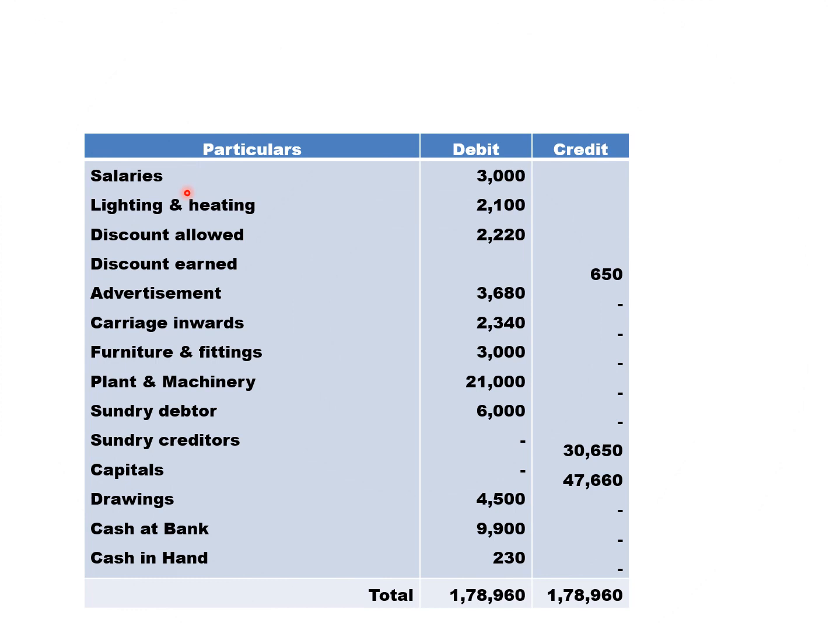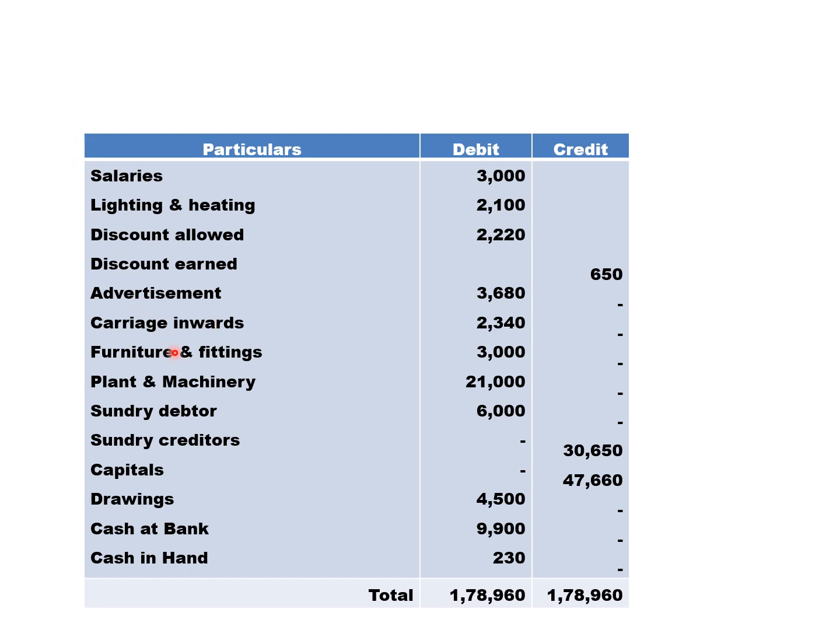Salary to be distributed in 2:1 as mentioned in adjustment number 2. Lighting and heating to be distributed in 2:1 as mentioned in adjustment number 2. Discount allowed to be distributed in sales ratio. Discount earned to be distributed in purchase ratio. Advertisement to be distributed equally as mentioned in adjustment number 3.